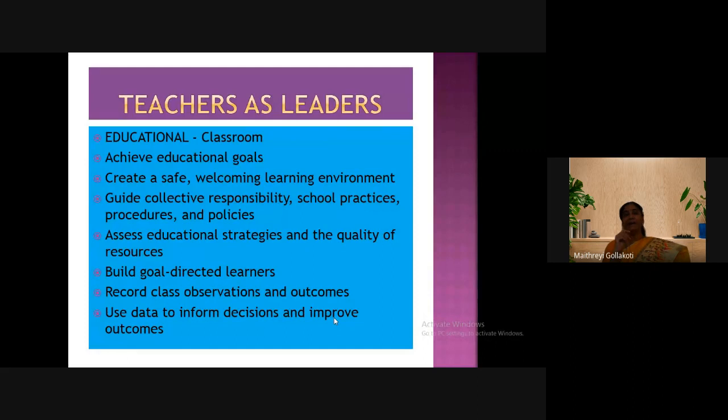Next, guide collective responsibilities in school practices, procedures, and policies. See, whatever the rules and regulations the school or the college has, make them follow it collectively. Make it a collective responsibility. Everybody is responsible for following the rules of the school, including myself. That is how we should present it to them. Next, assess educational strategies and the quality of resources. Now, quality of resources, unfortunately, is not very good in many institutions in our country. We should agree.